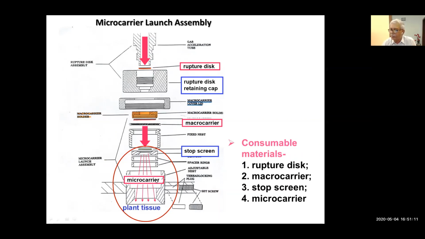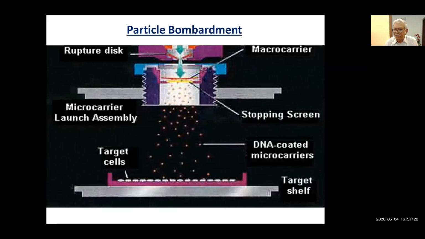They're just microns in size, even smaller than a micron in size. They hit the tissues. When they hit the tissues with the force, they can enter into the tissues. So this is the other diagram showing the same, and this is actually a picture showing how the microcarriers, the gold particles or tungsten particles, flow out of the macrocarrier, pass through the iron screen, and hit the tissues in the petri plate with a great force. Okay, so this is simply a particle bombardment gun.